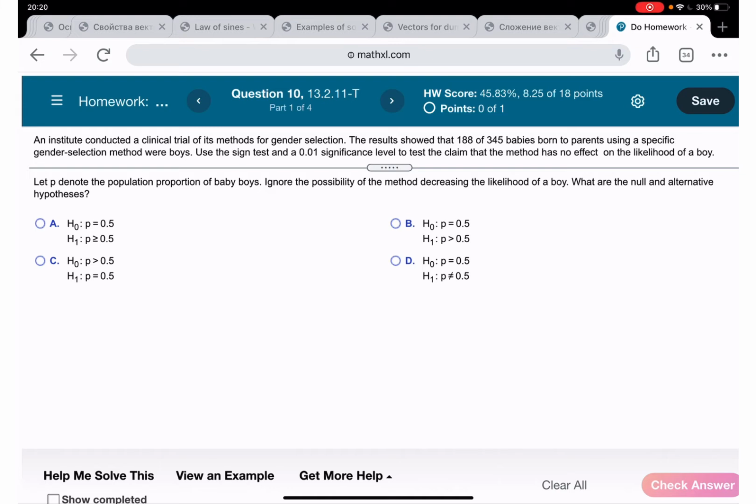So here our null hypothesis is that there is no difference, where p equals 0.5, which is equally likely, 50-50%. And the claim is that the method is going to give you more boys. This is a clinical trial, so you can get more boys than girls. This is going to be our hypothesis test.